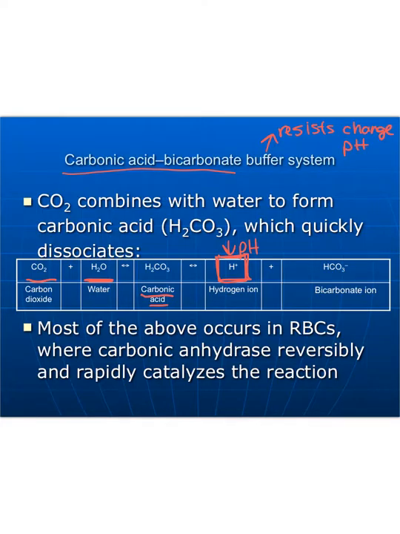So it splits into the hydrogen, which of course is going to be your acidic component because it's going to lower pH, and what we call the bicarbonate ion, which is actually going to act as your base buffer. So where's this equation occurring? Most of it actually occurs inside the red blood cells because we have an enzyme. Remember, enzymes end in ASE. It's called carbonic anhydrase. And that's what speeds up this reaction.